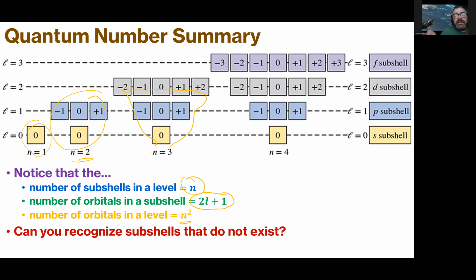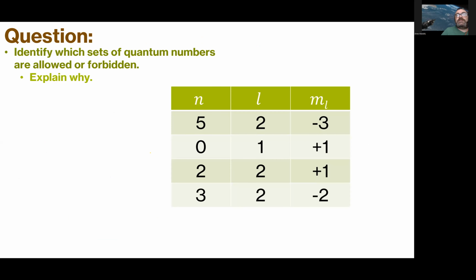The other thing we need to worry about here is, can we determine if a set of quantum numbers is allowed or forbidden? Allowed just means it follows the rules of the quantum numbers, and forbidden means it does not. So let's look through this. This first one here, if n equals 5, then L has to be less than 5. That's good. And if L equals 2, then m sub L has to be between -2 and +2, and this is -3. So this does not work. This one is forbidden.